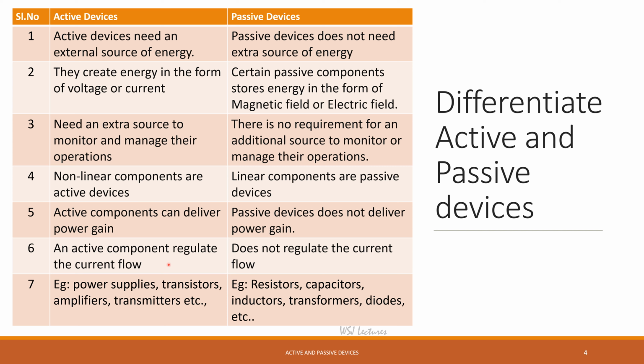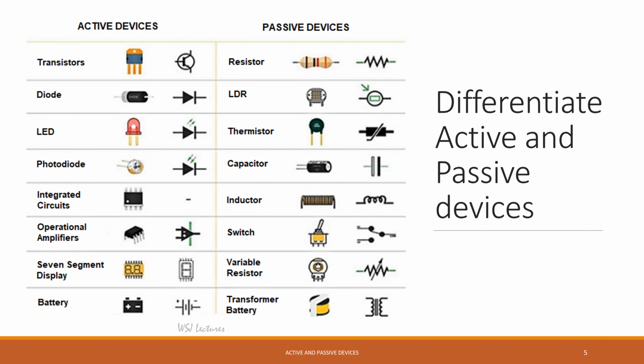An active component regulates the current flow, but a passive component does not regulate the current flow. So in an active device there is regulation of current flow, but in a passive device there is no regulation of current flow. The examples of active devices are power supplies, transistors, amplifiers, transmitters, etc. In passive devices, examples are resistors, capacitors, inductors, transformers, diodes, etc. These are the differences between active and passive devices.